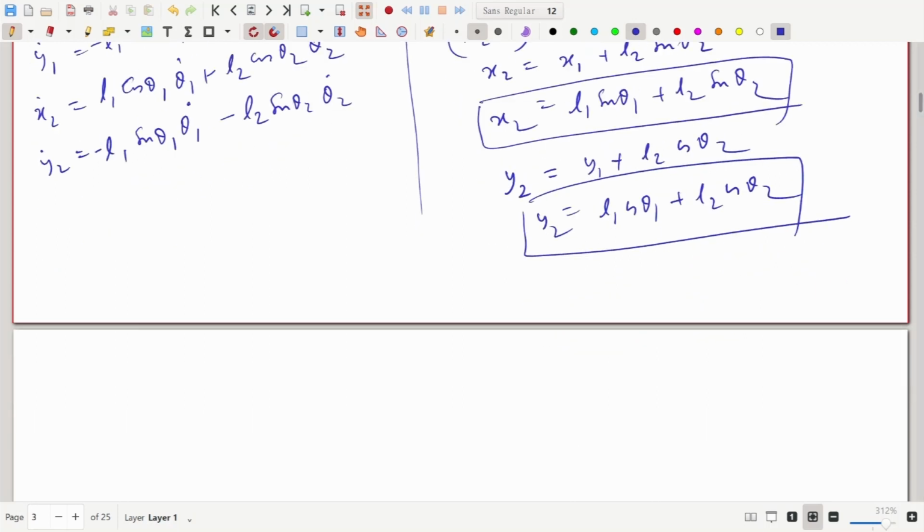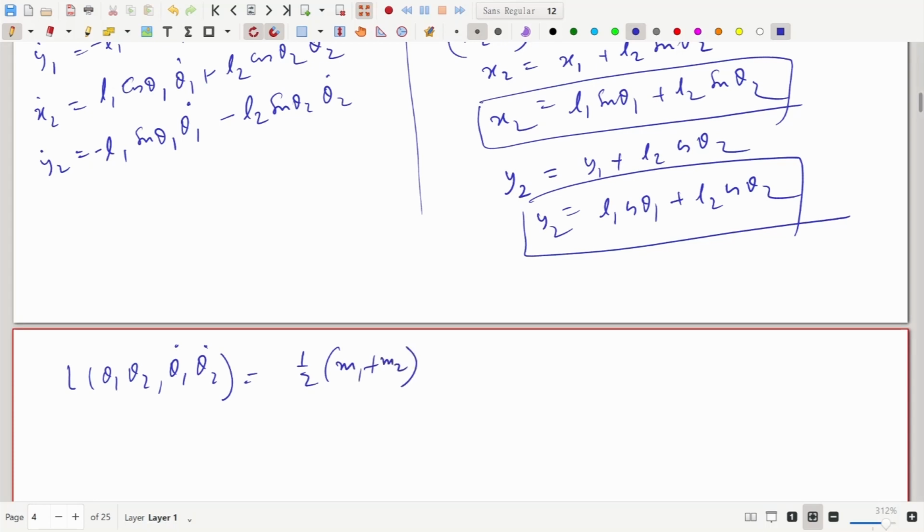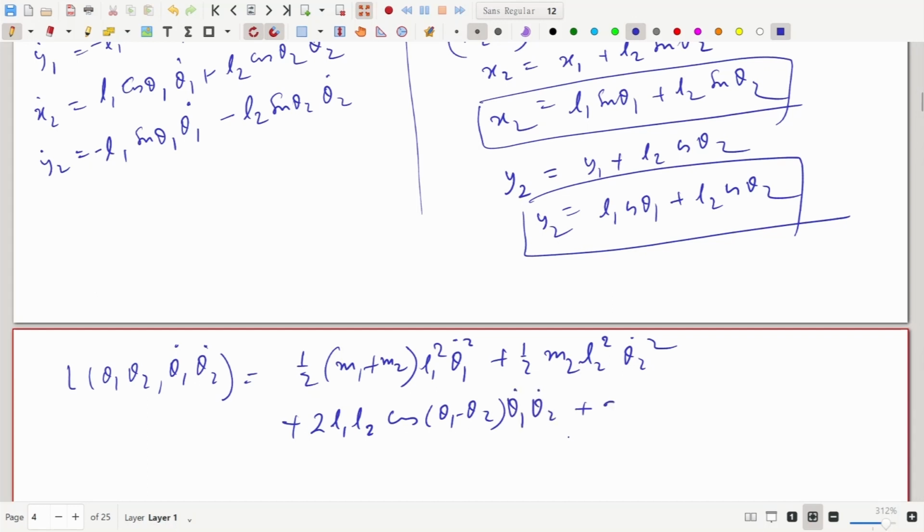So after substituting all this, with simple algebra, you will get the Lagrangian as a function of theta 1, theta 2, theta 1 dot, theta 2 dot: half m1 plus m2 times L1 square theta 1 dot square, plus half m2 L2 square theta 2 dot square, plus m2 L1 L2 cos theta 1 minus theta 2 theta 1 dot theta 2 dot, plus m1 plus m2 g L1 cos theta 1 plus m2 g L2 cos theta 2.